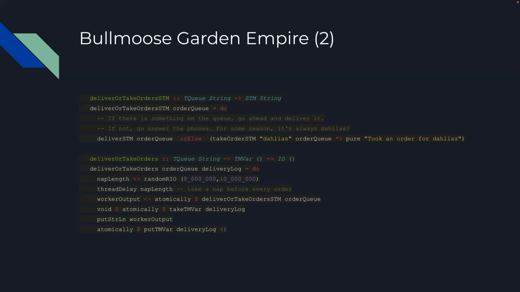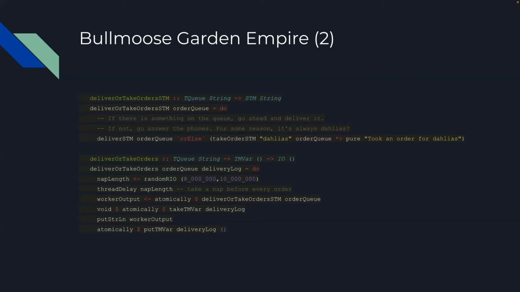This orElse is really cool because it's built around a catchRetry. And so if the first operation tries to retry because it's blocked, it'll just move on to the second one before retrying the whole block again. In this case, all I had to do is just combine them, compose them in a way that gives you an STM thing. And I can guarantee that between delivering and taking orders, I'll still never have a race condition, even with multiple threads running this code all day long.